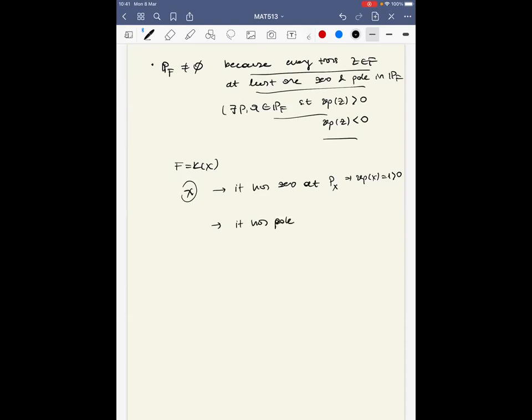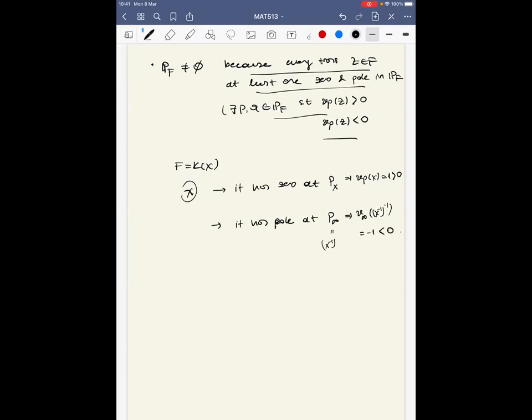And we also see that this transcendental has also a pole, because we know that P infinity has generator x inverse, and we can write x as its double inverse.